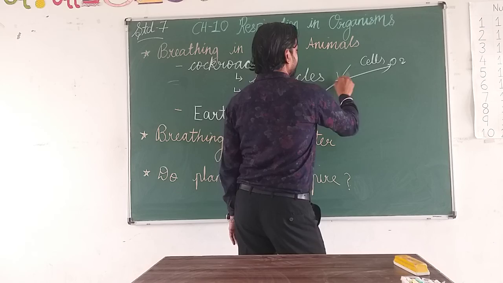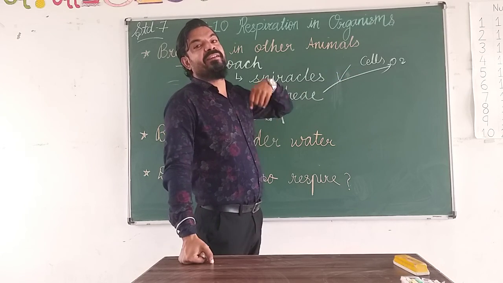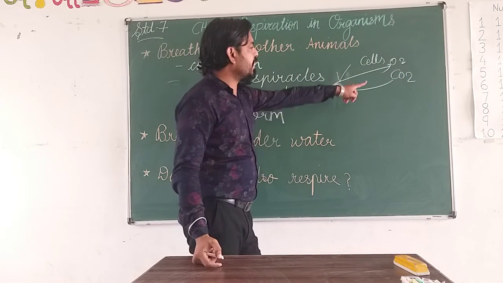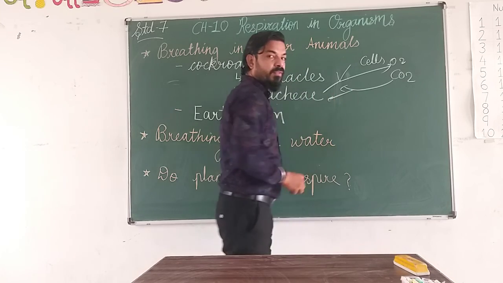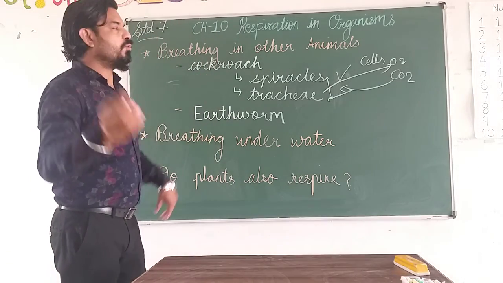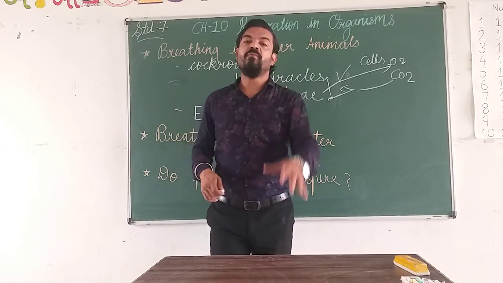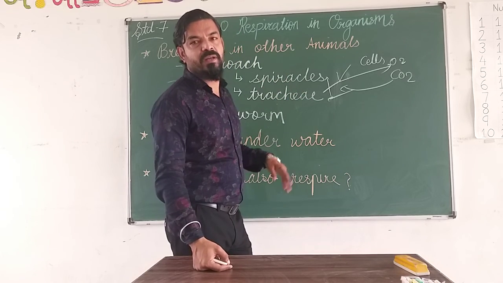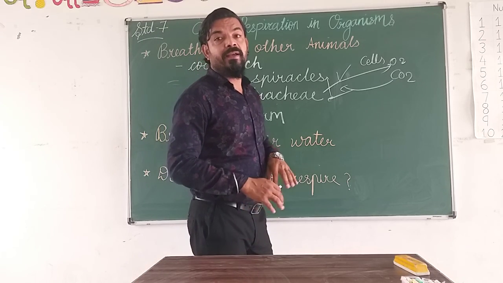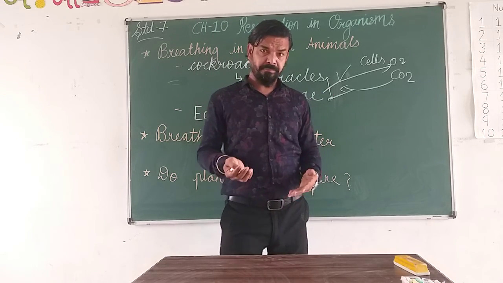These cells absorb the oxygen and release what? We know that it is CO2, carbon dioxide. This carbon dioxide goes again into the trachea, then into the spiracles, and the spiracles throw out the carbon dioxide. So inhalation and exhalation is the same process for both humans and the cockroach. They take oxygen and give out carbon dioxide: inhalation, oxygen; exhalation, carbon dioxide.